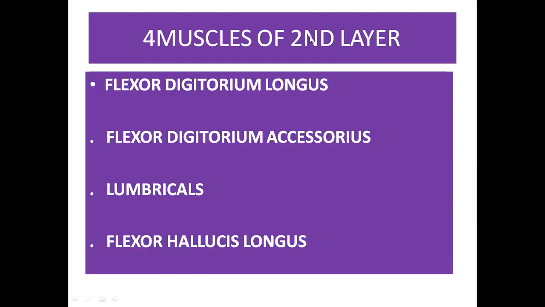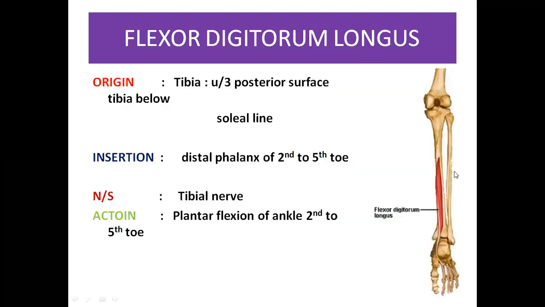Now the muscles of the second layer, we have four muscles: flexor digitorum longus, flexor digitorum accessorius, lumbricals, and flexor hallucis longus. Flexor digitorum longus we have studied in the muscles of the posterior compartment of the leg also. Origin you can see on the posterior surface of the tibia below the soleal line. Insertion, distal phalanx from second to fifth toe. Digitorum itself indicates that it is splitting into four tendons. Nerve supply is the tibial nerve, and it helps in the plantar flexion of the ankle, second to fifth toe.